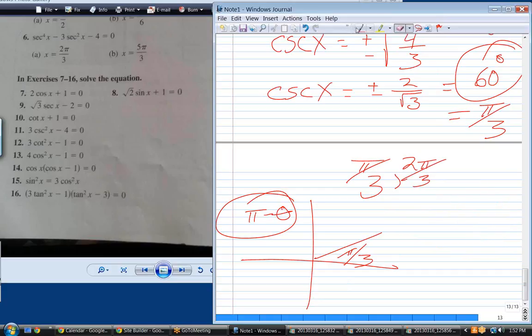The third quadrant answer is theta minus pi. So theta minus pi has to equal pi over 3. What's theta?